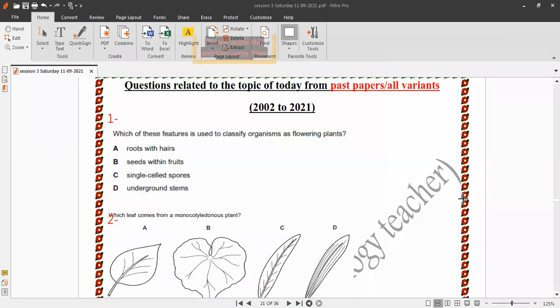We start with Kunuz. Okay, mister. Which of these features is used to classify organisms as flowering plants? Yes, seeds within fruits. B. B, seeds within fruits. Okay.